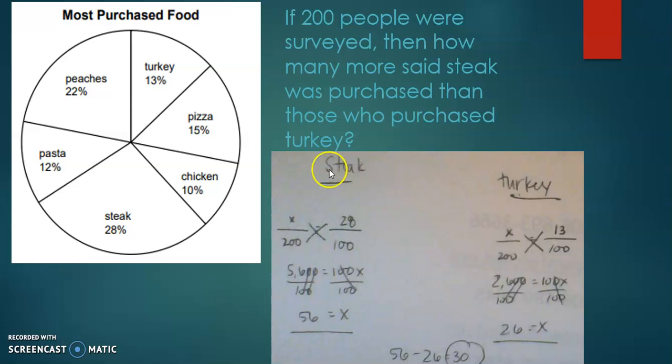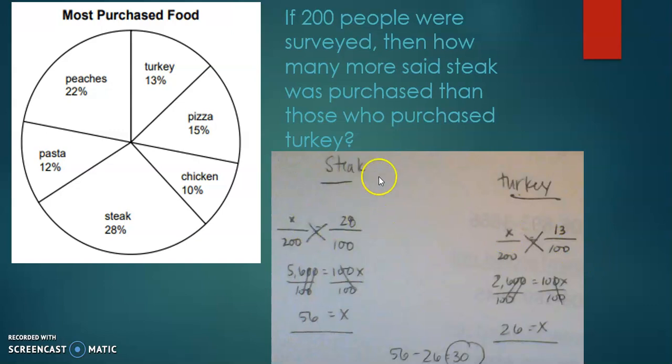So what you should have done is separated it into steak and turkey. Okay, so on steak, we have our part over whole equals percent over 100. 100 is always going to be in that bottom right corner. For steak, I go to the circle graph. I see 28%, so I put that above 100. My total, or my whole, you could say total as well, is 200 people, so I'm going to put 200 here. Now the denominators on both of these sets of fractions to make the proportion are going to be the same. Why are they the same? Because they have the same whole. We're talking about the same amount of people, and the percentage is always out of 100.